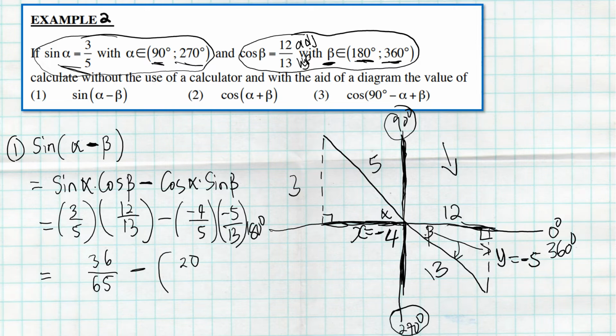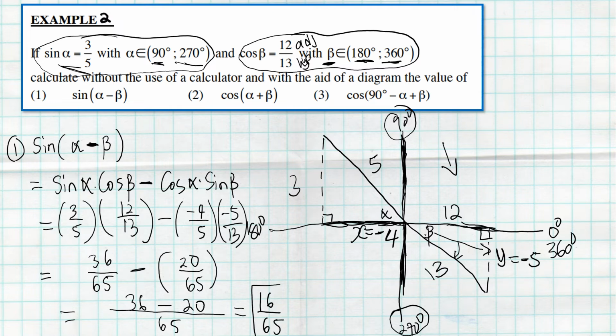Then 5 times 13 is what? It is 65. Then if I just subtract the 2, take the lowest common denominator, 65, I'm left with 36 minus 20. And 36 minus 20 is what? It is 16. So it will be 16 over 65. And this will be the answer of my what? Sine alpha minus beta.